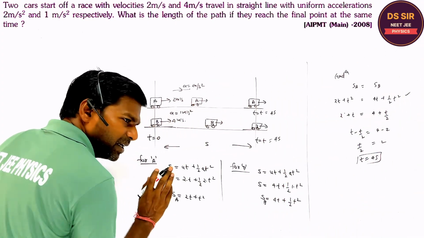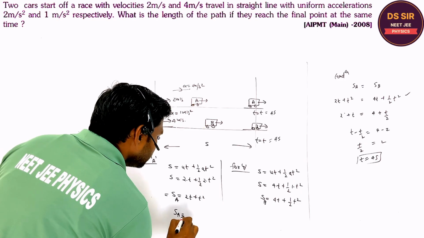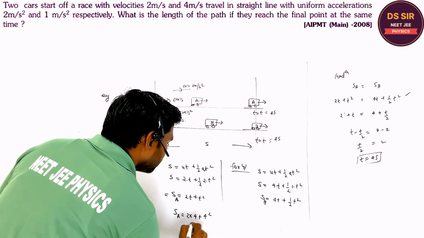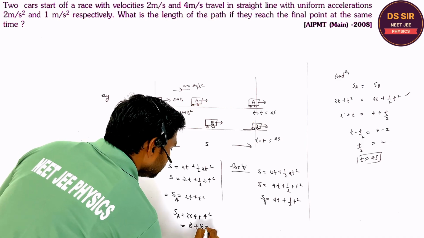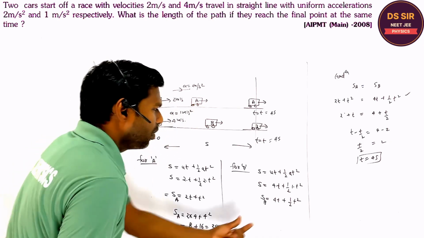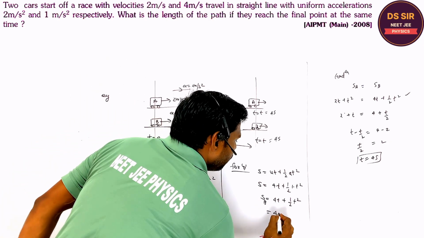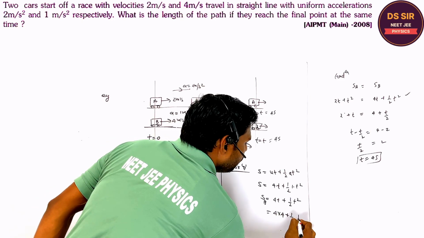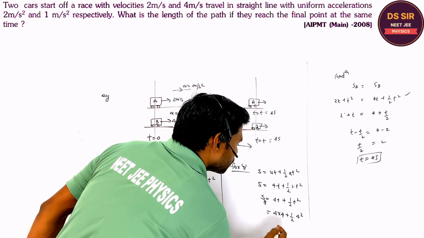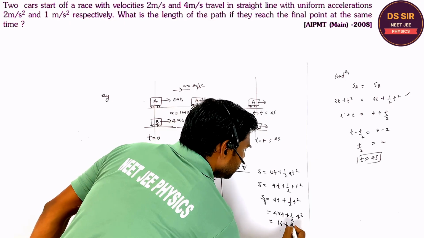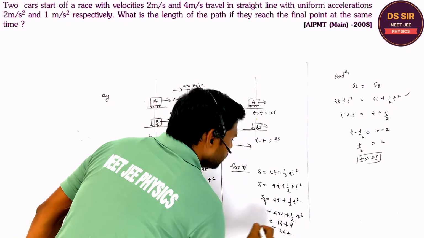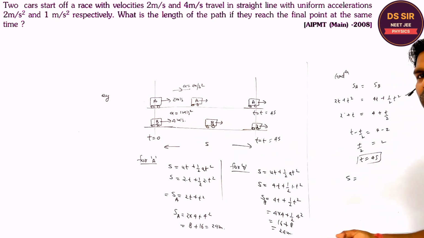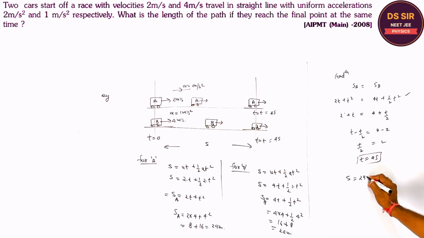This is the displacement as a function of time t. So what is the displacement of car A after 4 seconds? This is 8 plus 16, it is 24 meter. Or you can put 4 into 4 plus half into 4 square, right? This is the t square. 16 plus 8 is equal to 24 meter. So the distance or the displacement covered by both the cars is 24 meter.